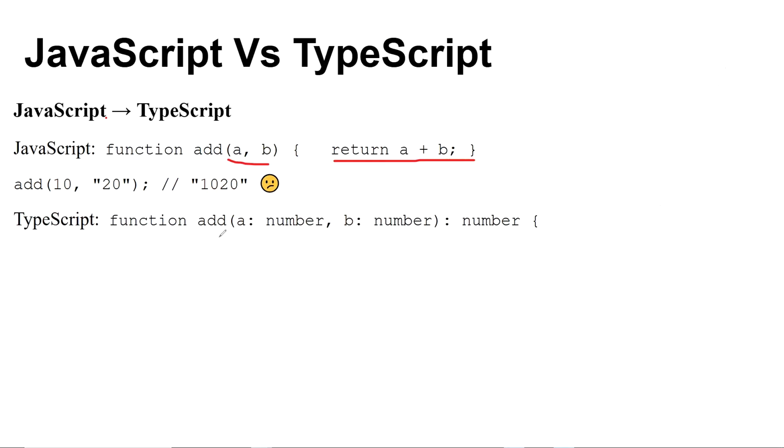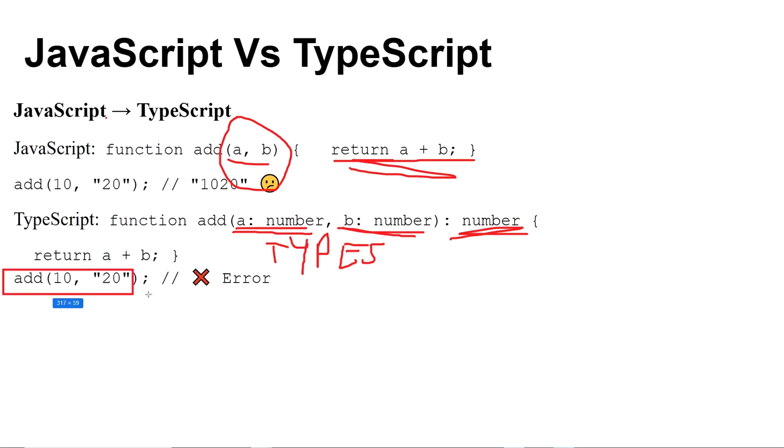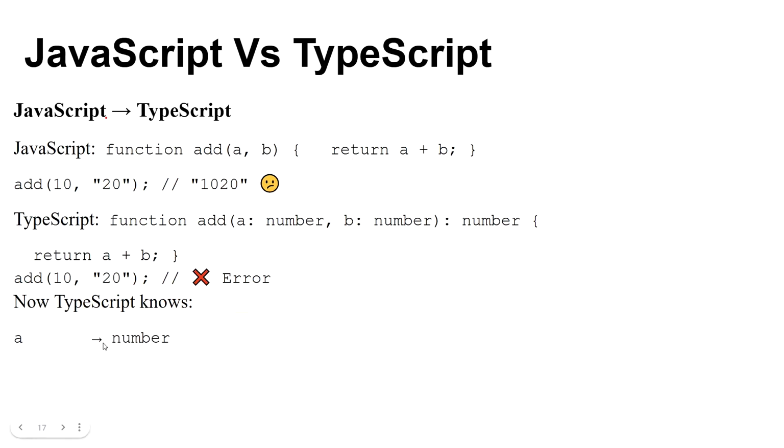Whereas in TypeScript, a is of type number and b is also of type number. It tells about the data types of these two parameters and also for the function's return. In TypeScript, we cannot add the number 10 and the string 20. It shows an error. Now TypeScript knows a is a number, b is a number, and the return value is a number.